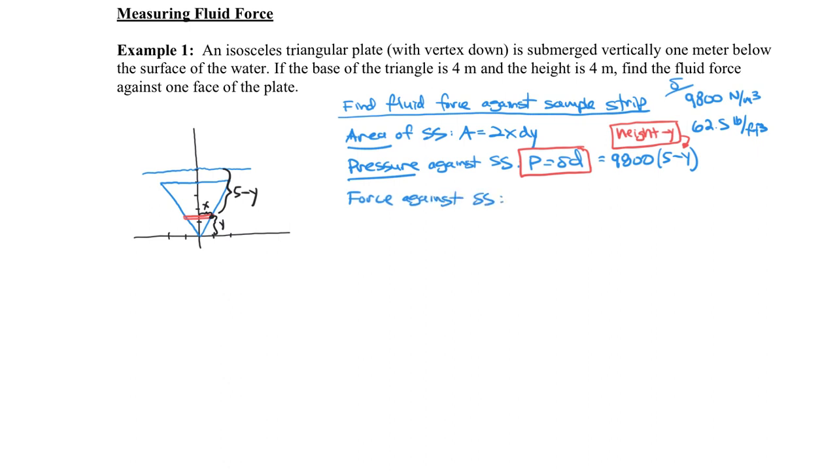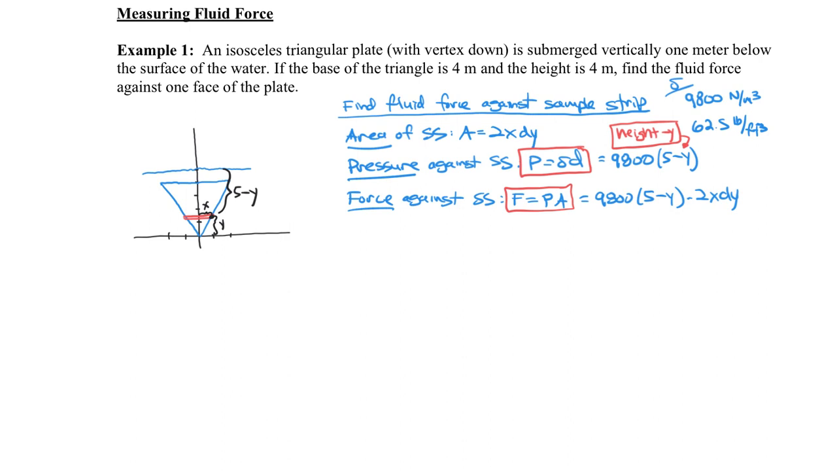And force is just pressure times area. We'll use this formula a lot. So we have the pressure and we have the area, so the force is just those two multiplied together. So that's going to be, I guess, 9,800 times (5 minus y) times 2x dy. So that's the force against that sample strip.